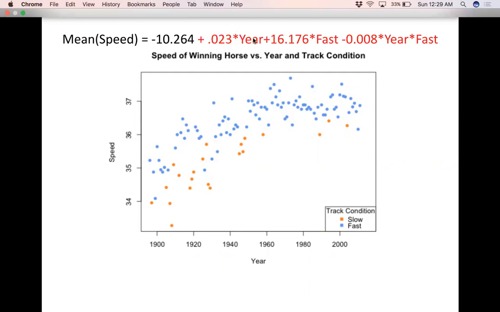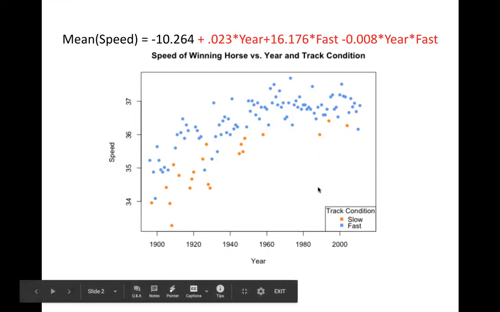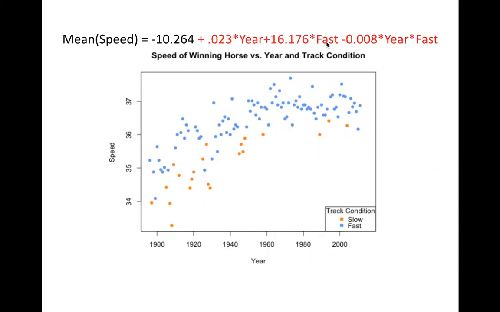some coefficient times year. Year is a continuous variable here, plus some coefficient times fast, and this is actually an indicator for fast versus slow, right? So this variable is equal to 1 when the track is fast and 0 if the track is slow, plus some coefficient times year times fast. I'm going to try putting in the interaction. Okay. Now, what do you notice already by looking at this?